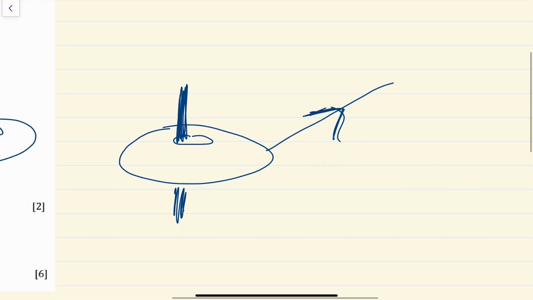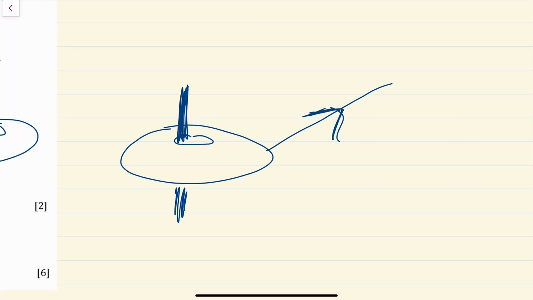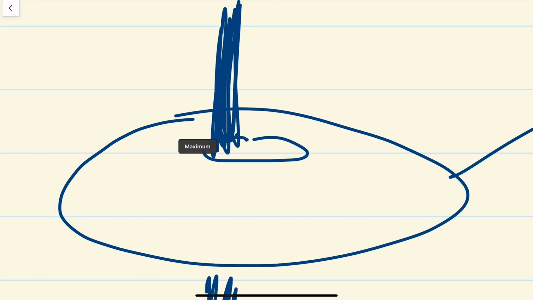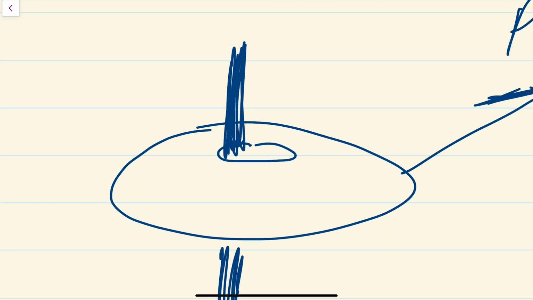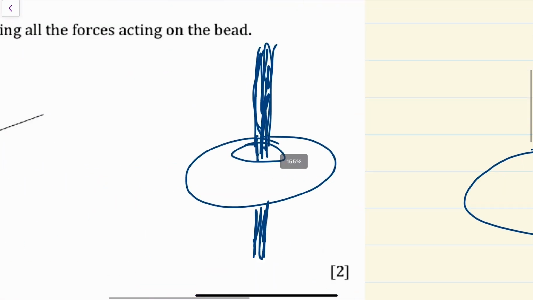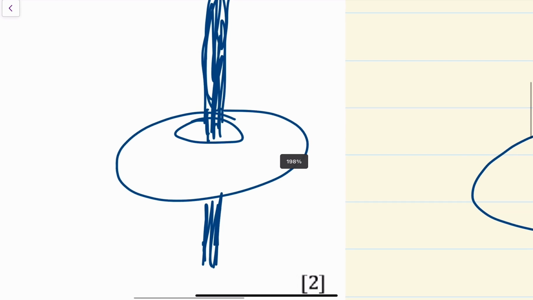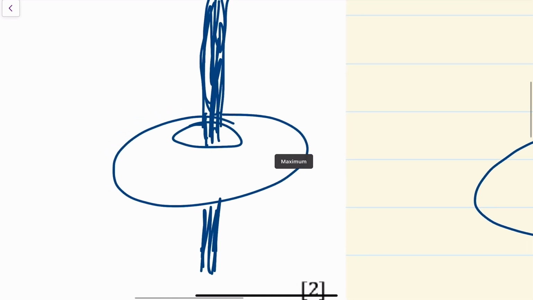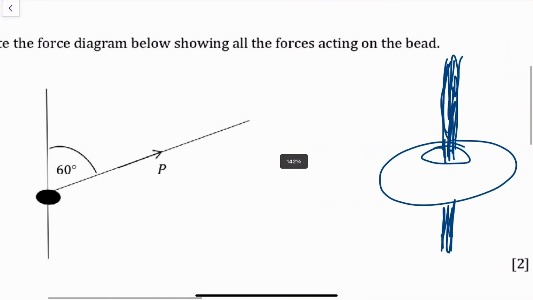So what happens, this force here, and they've called it P, is pulling it to the right, you can see that the bead would then be pushed over, and then there would be contact here. So this is where the friction is coming in. That's why there's friction, because there is contact. So without that force going over to the right, it would potentially be possible for the bead just to fall vertically downwards. So that's really what is going on.